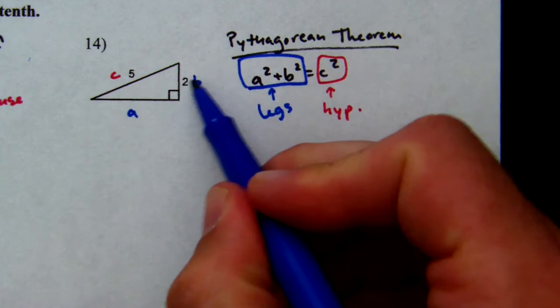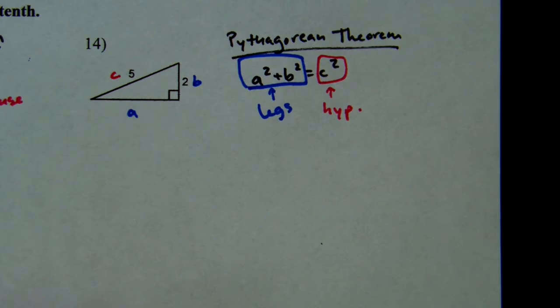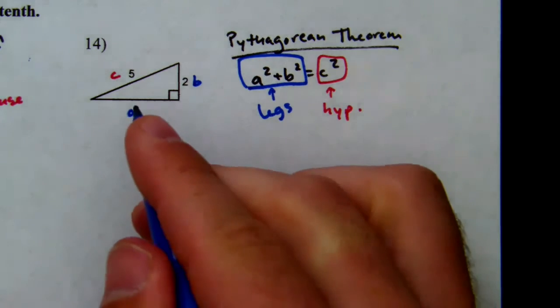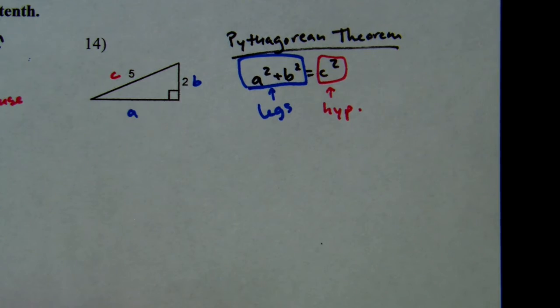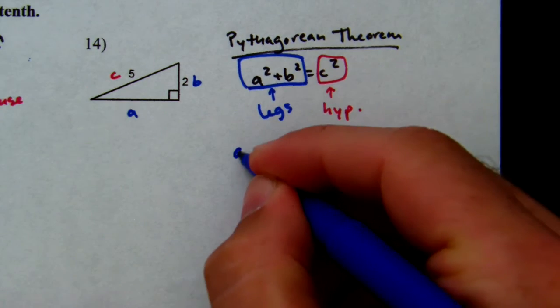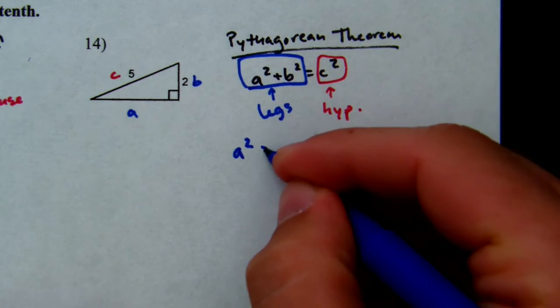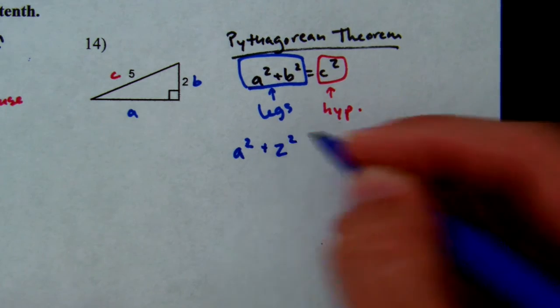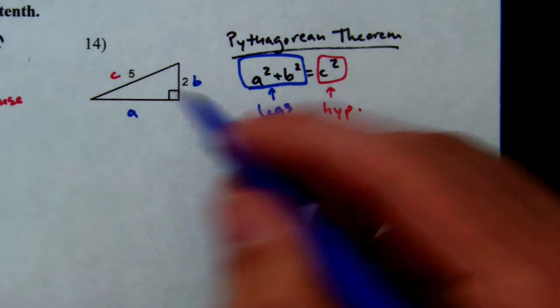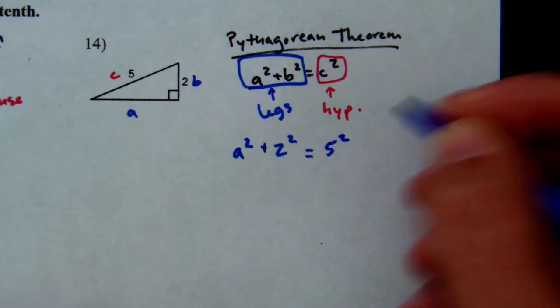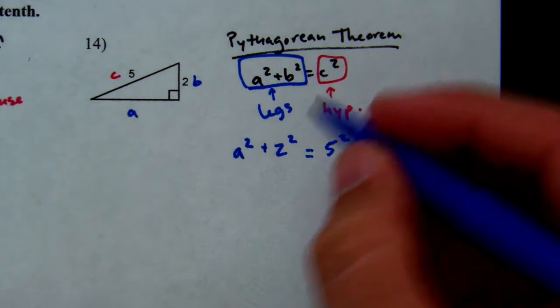Now, you could make this one A and you can make this one B. They are interchangeable, but I went ahead and did it this way. So what we're trying to find is a leg. So let's go ahead and plug in our values. We don't know what A is, so we're going to leave it as A squared. B is 2, and it's squared. C is 5, and it's squared. So let's go ahead and simplify as much as we can.